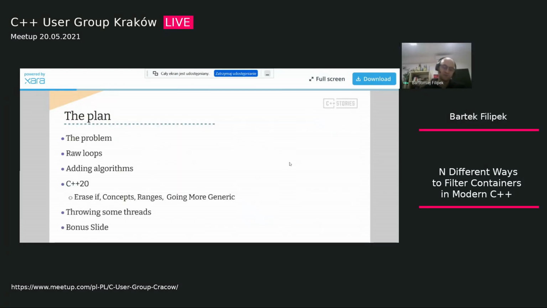So the plan for the presentation is as follows. First let's introduce the problem, and then we'll try to solve it with different techniques. The first is a brute force approach with raw loops, and then we'll gradually improve that by adding C++ standard algorithms. Then we move to the latest features of C++20, like concepts and ranges. We'll also think about how to make this code generic. Then I have quite a nice experiment about adding threads, and whether this is a good problem to process at multiple cores in parallel. We can also discuss that, and at the end I have one bonus slide.